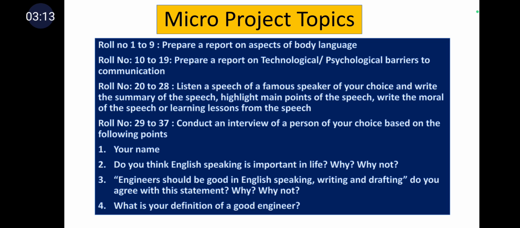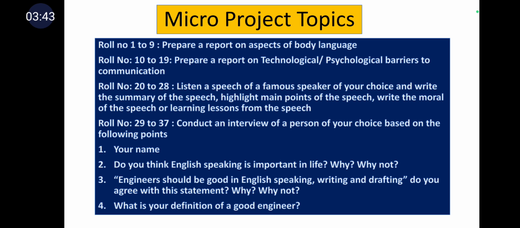Roll number 20 to 28, listen to a speech of a famous speaker of your choice and write the summary of the speech, highlight main points of the speech, write the moral of the speech or learning lessons from the speech. So you take any speaker of your choice. Only thing is that don't take any political speaker. On YouTube, n number of speakers are available. You select one speech. Remember, speech should not be less than 30 minutes.